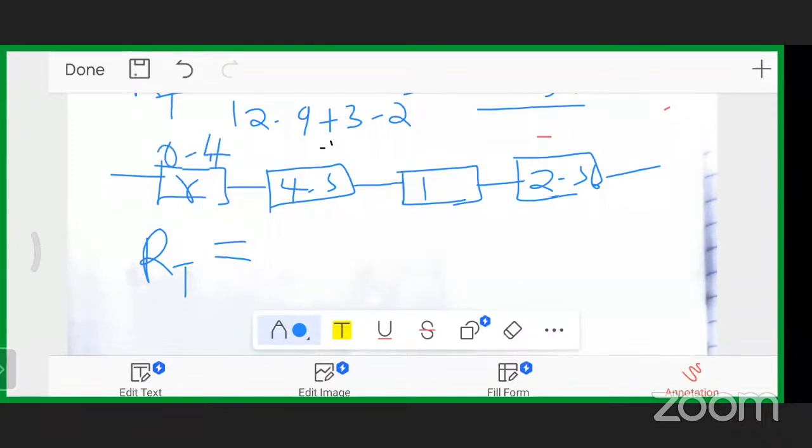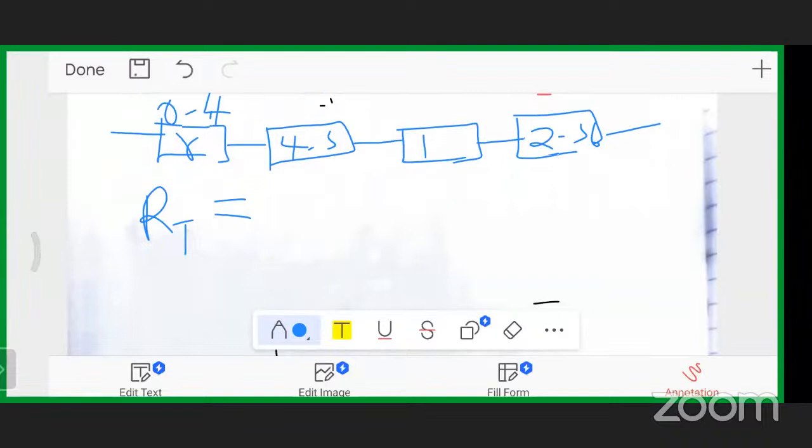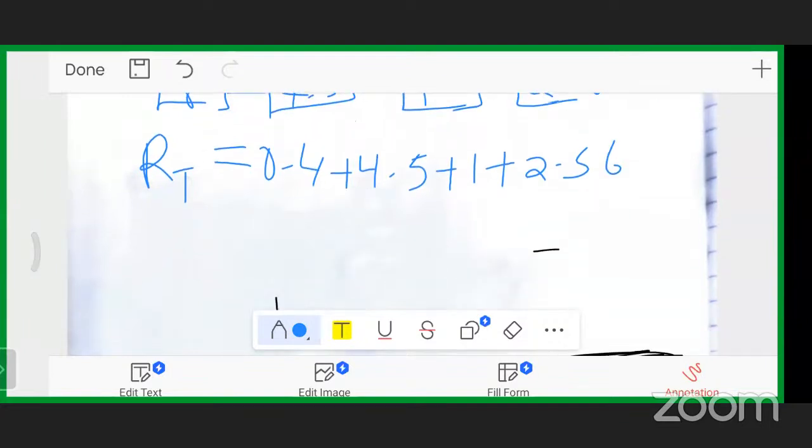It is 0.4. So you simply added them up. 0.4 plus 4.5 plus 1, then plus 2.56. So if you add all that, that is 4.9, that is 5.9, that should be 8.46 ohms. Yes, 8.46 ohms. So that is the total resistance.